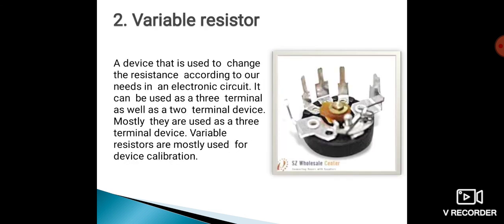Next is the variable resistor, a device that is used to change the resistance according to our needs in an electronic circuit. It can be used as a 3-terminal as well as a 2-terminal device. Mostly they are used as 3-terminal devices. Variable resistors are mostly used for device calibration. That means the places where testing is very important, at those places variable resistors are employed.